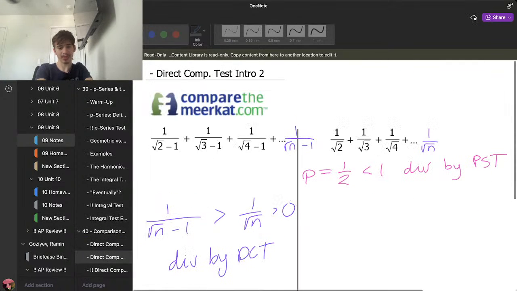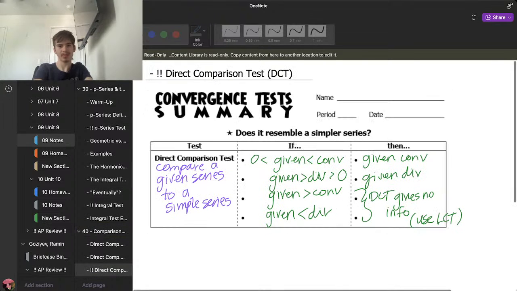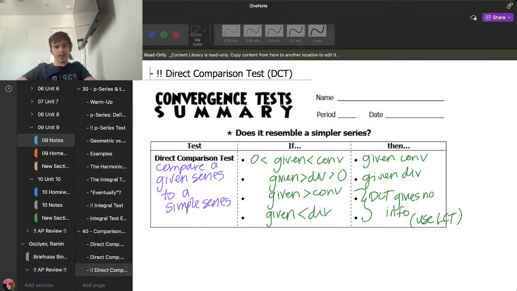Direct comparison test. This one's kind of tough in terms of explaining, but you should probably already know it. You're comparing a given series to a simple series. If the given series is less than a convergent, then the given series converges, obviously, right? If some series converges and the terms are less than that series, it's going to converge also. If the given is greater than the divergent, then it's going to diverge, right? If that one diverges, but these terms are bigger than the divergent, then obviously it's going to diverge as well.